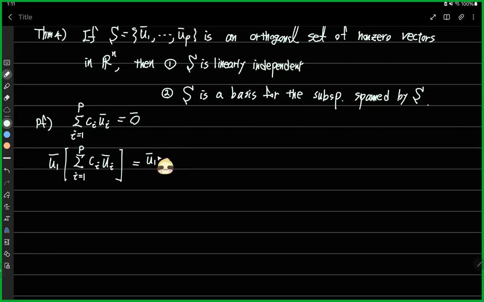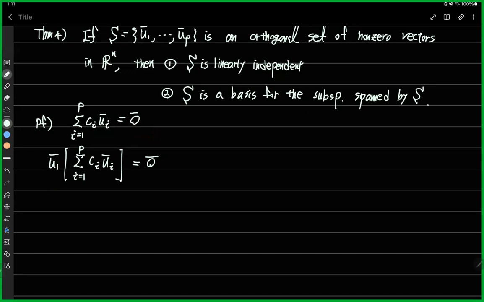U1, how can I express this? I think it makes you confused. So let me just say 0 vector. So 0 vector means that we need to do left multiplication by U1 on both sides. But 0 vector times U1 vector is still 0, right?